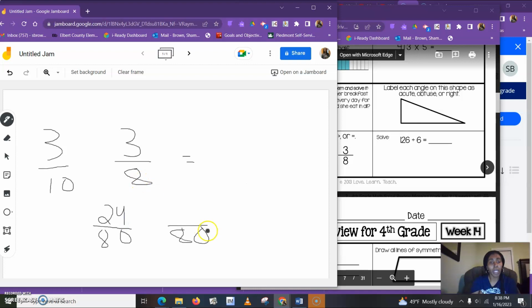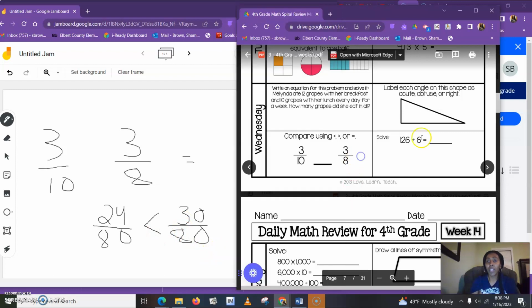And to get from 8 to 80, I multiply by 10. So if I multiply the bottom by 10, I also have to multiply the top by 10. So 3 times 10 will give me 30. So now I can look at my fractions and see which one is bigger. And 30 out of 80 would be bigger than 24 out of 80. So I would use this sign to compare. So that means 24/80 is less than 30/80ths. And then the last one is a division problem.